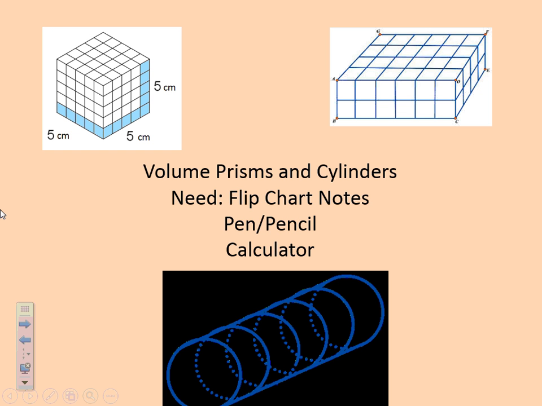You're going to need your flip chart notes, the one we made in class. We're going to be putting on the other side of prisms and cylinders. So one side should be surface area, the other part of your note should be volume. Okay, you're going to need a pen and/or pencil and a calculator. All right, let's get started.